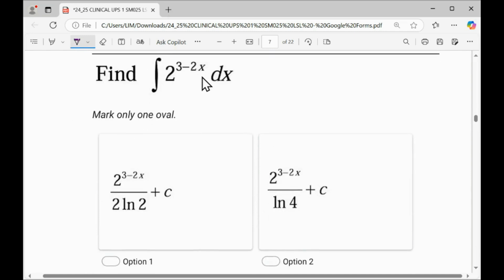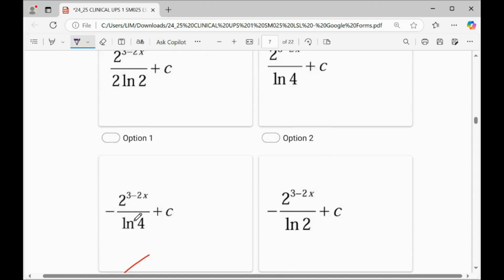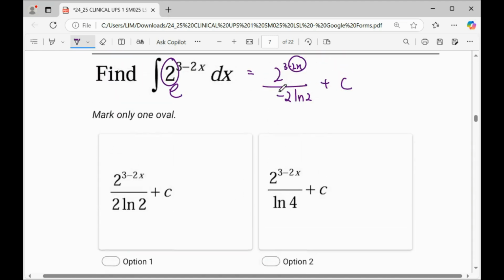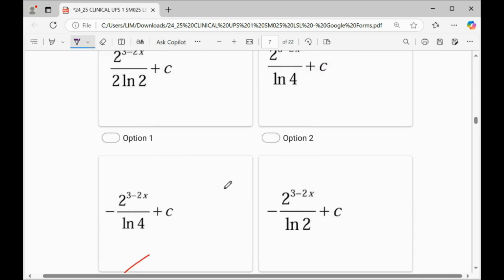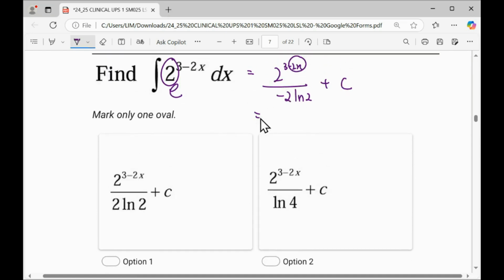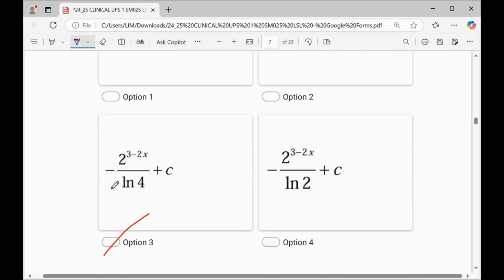Then integrate the exponential. Copy the exponential, divide by the coefficient of x, which is -2. Because this is not base e, we need to multiply by the ln of the base here, which is base 2. So here we have our final answer. As we can see, we need a -2 here. We don't have -2 ln 2, but how can we get ln 4? The 2 moves up and becomes 2 to the power of 2. So here it will become ln 4. So that's why we have this answer.